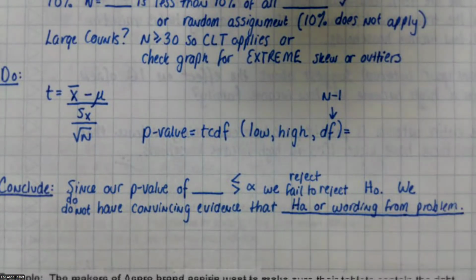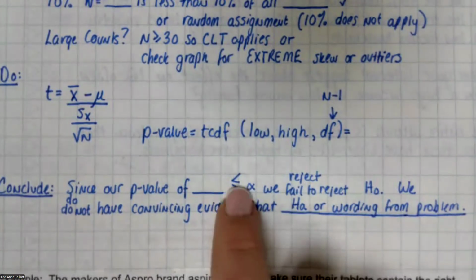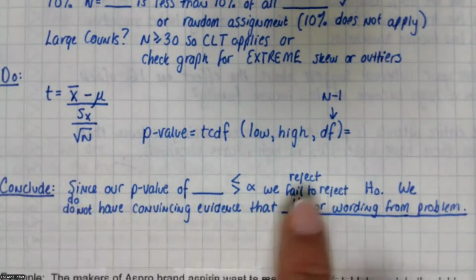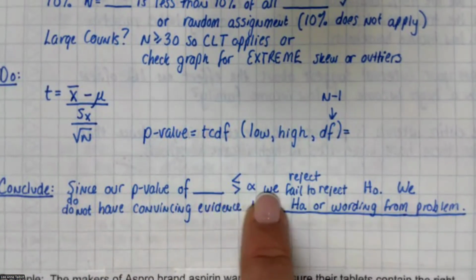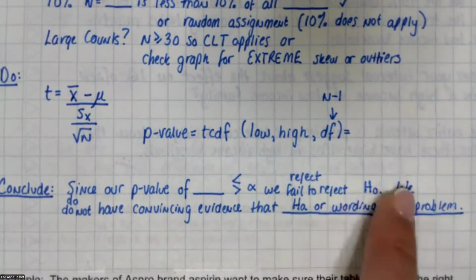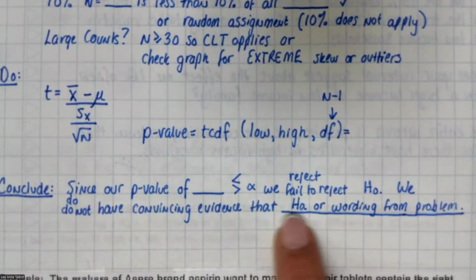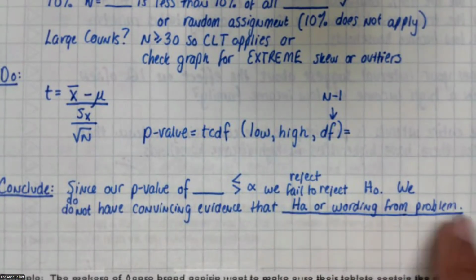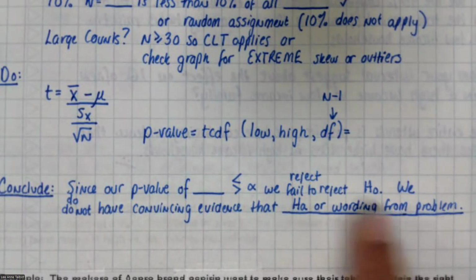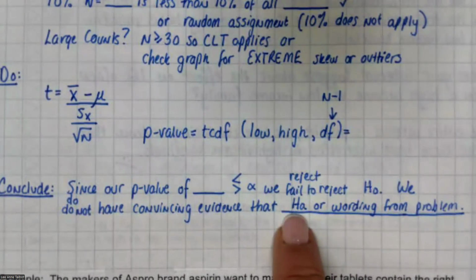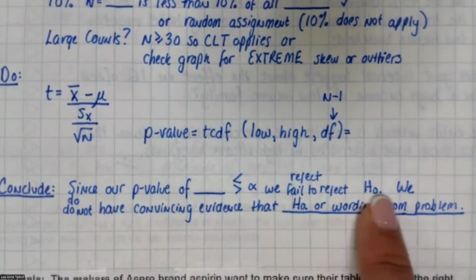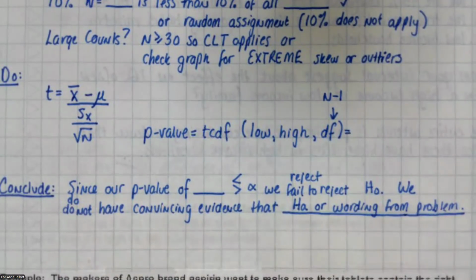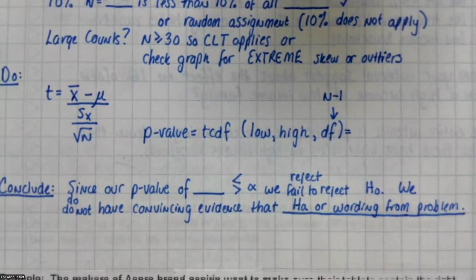Okay, since our p-value of something is, and I lined this up so all the 3 on the top go together and all the 3 on the bottom go together, since our p-value is less than alpha, we reject the H0. We do have convincing evidence of the Ha, or the wording from the problem, whichever makes more sense. And when I say Ha here, I mean in words. And since our p-value of something is greater than alpha, we fail to reject. We do not have convincing evidence of the Ha. None of that is any different. It's just going to be true mean instead of true proportion.